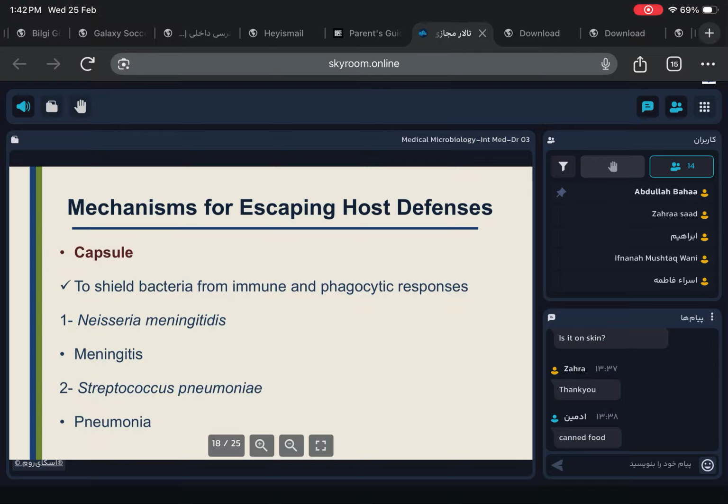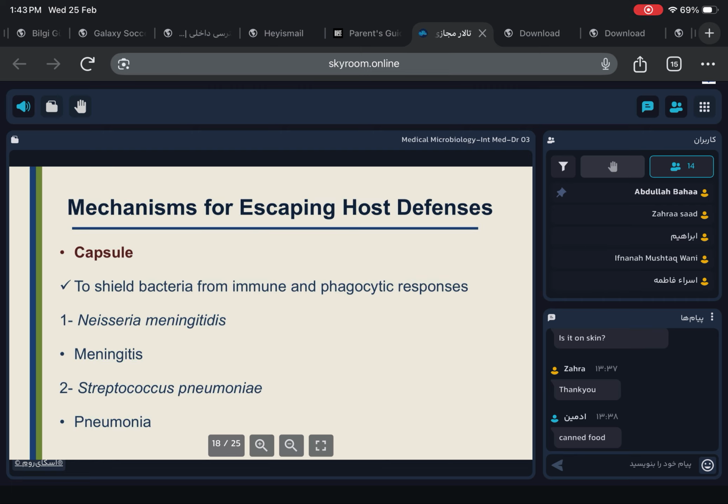Okay, so when bacteria enter into the body, I told you that they need to escape the host defense. They need to hide themselves from the immune system, from the defense mechanisms. Sometimes they just fight back against the host defense mechanisms. Different bacteria have different strategies, and I'm going to give you some examples.